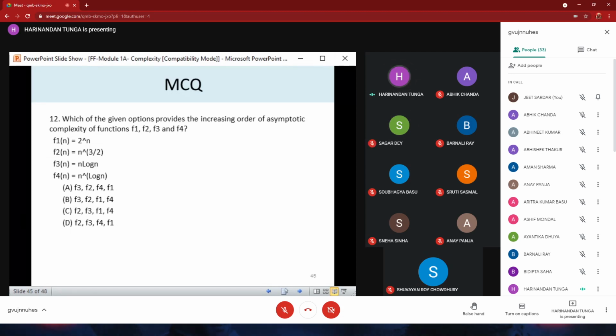Option A means the smallest time is n into log n. Yes, n into log n is the smallest time. Then f2, then f4, and the last one is f1. Yes, correct. In the slide I showed earlier, the order from slowest to fast, this order is correct. The correct option is option A, f3, f2, f4, and f1.